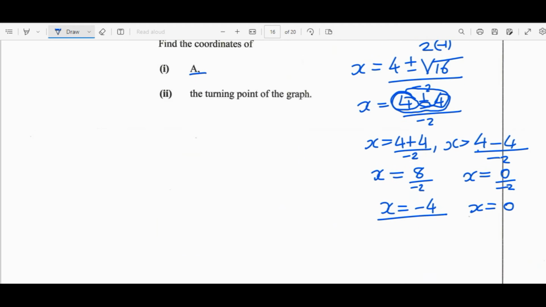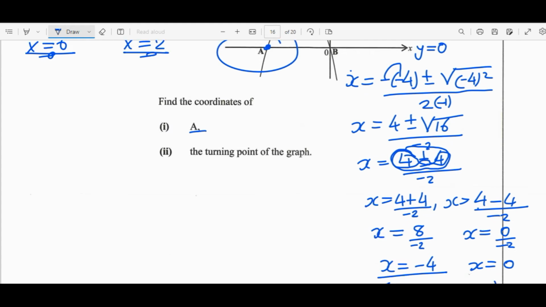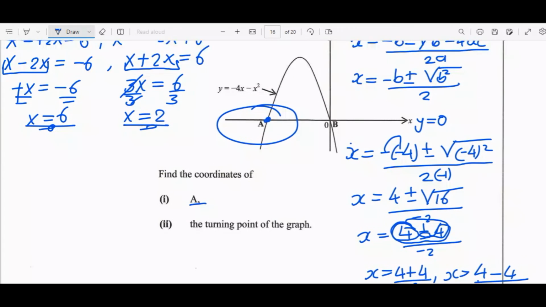So from this, we have two coordinates. The first one is negative 4, 0. Then the other one is 0, 0. Remember, on the x-axis, the y value is 0. Now from these two pairs, let's go where there is A. A is on the negative side of this equation. So A is this one. So that is the coordinates for A. And B is 0, 0. And as you can see, it's coinciding with the information. This is the origin, which is the 0, 0.